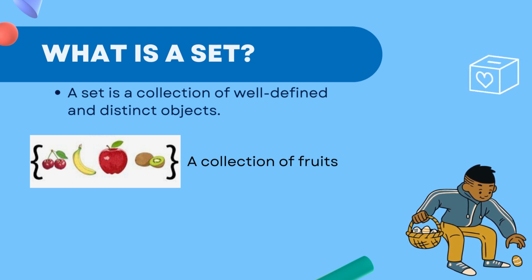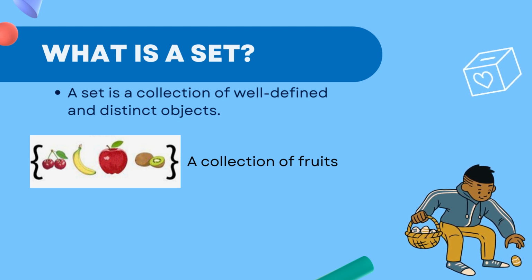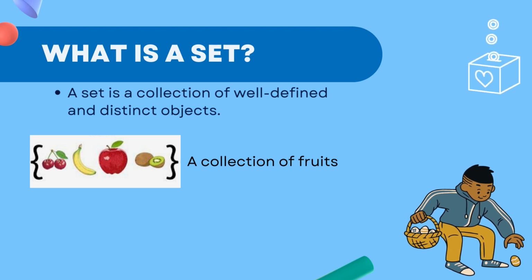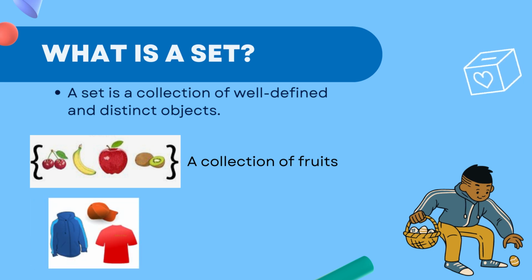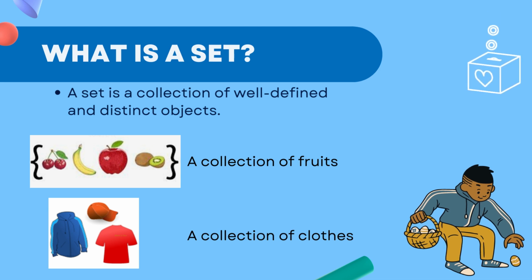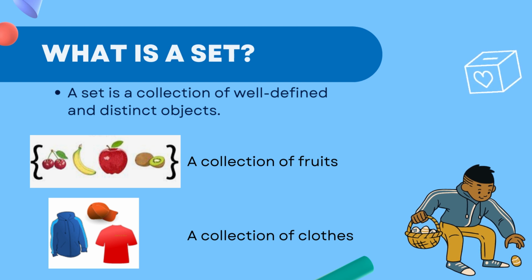These fruits, being a collection, are presented within the curly brackets, as you can see, and are known as sets. In the second example, you can see there's a jacket, a shirt, and a cap. And because this is a collection of clothes, hence this too becomes a set, which will also be defined within the curly brackets.